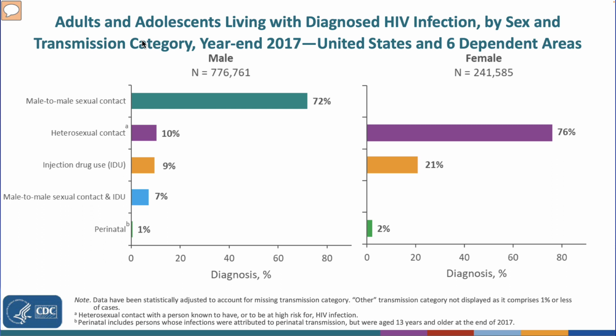On the right, among females, it's mostly heterosexual contact, with 74% of the cases that occurred among women having heterosexual contact as their only risk factor. But a significant proportion, 21%, also had a history of injecting drug use. Surveillance data would suggest that strategies to prevent HIV need to look very different for males and females in the US, for example, and other stratified analyses can yield equally important insights.